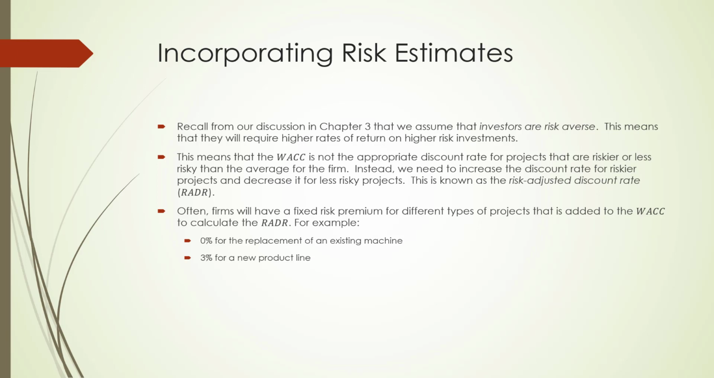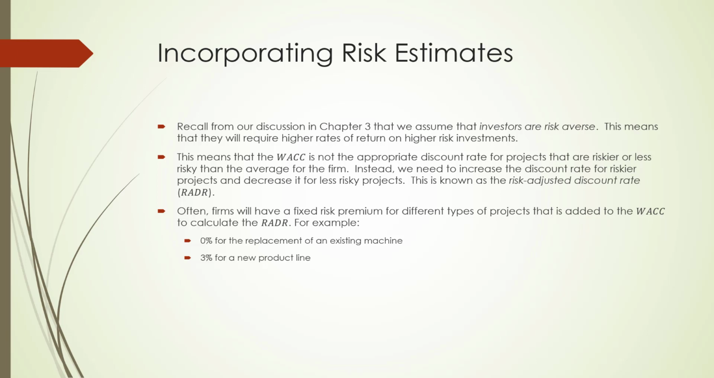Okay, now we're going to talk a little bit about incorporating risk into capital budgeting. We're not going to go into great detail here, but it's important that you understand, I think, a few things. So, first of all, recall from way back in Chapter 3, we talked about how investors are risk averse. And what that means is that they prefer less risk rather than more. So in order to get an investor to take more risk, you have to offer them a higher rate of return. Now, what that means for capital budgeting is that for riskier than average projects, we have to charge a higher than average rate of return.